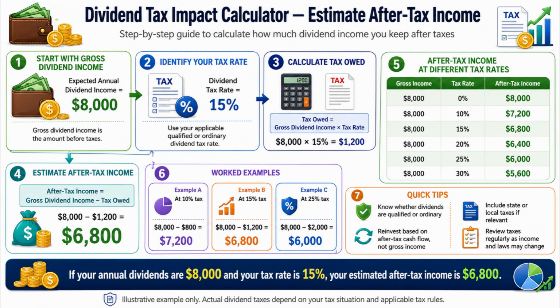In this video, we will discuss the Dividend Tax Impact Calculator and how to estimate after-tax income. First, we start with gross dividend income. Gross dividend income means the total dividend income before any taxes are deducted. In this example, the expected annual dividend income is $8,000.